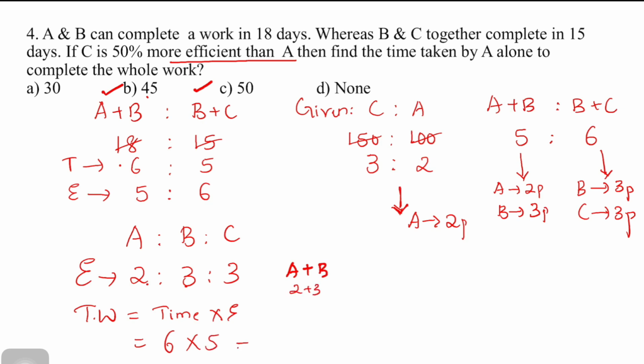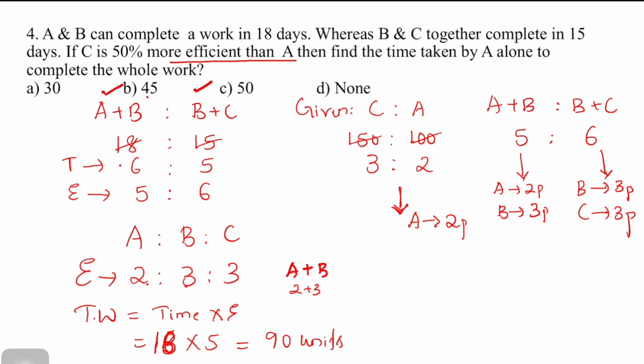So total work is equal to, sorry, A and B will complete the work in 18 days. So we can take it as 18. So time taken by A and B together is 18. So 18 into 5 is 90. So total work is 90 units.